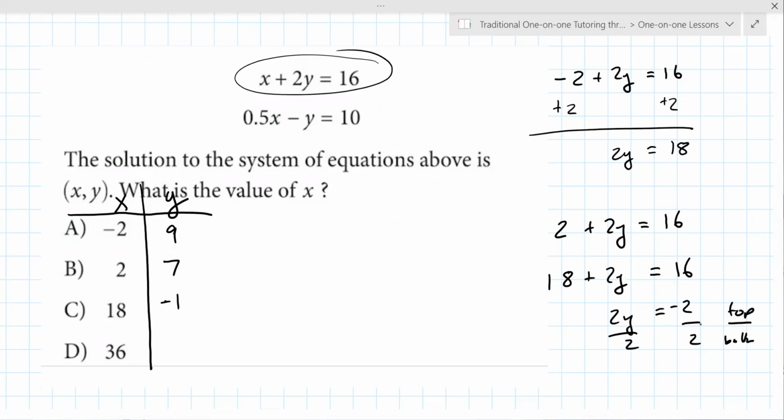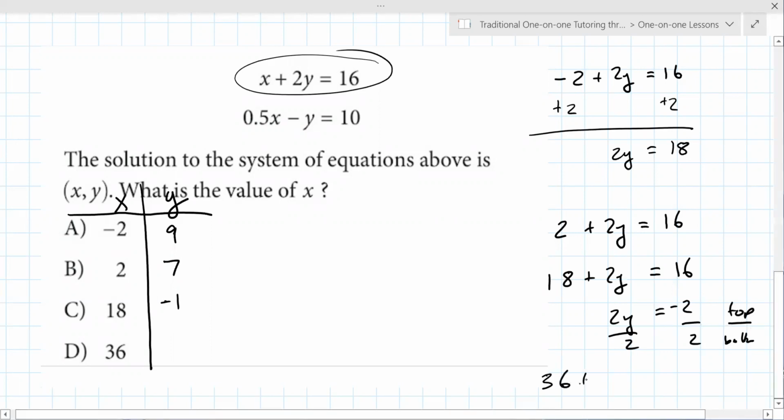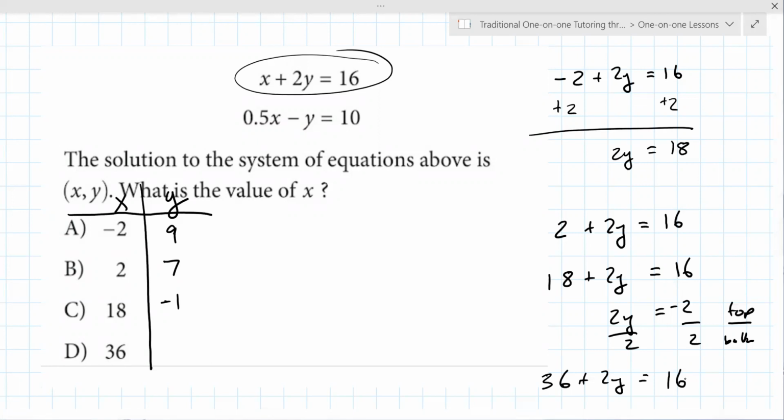Okay, so let's do the last one here. 36 plus 2y equals 16. Okay. Can you solve that for y, please? Yeah.